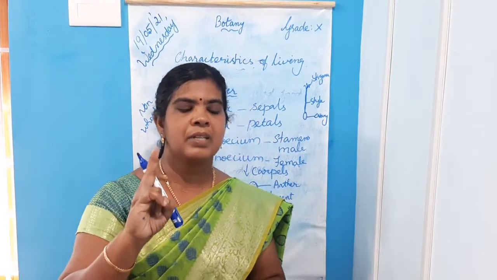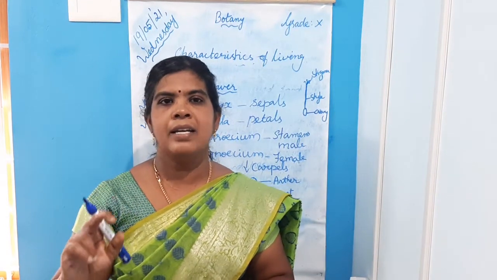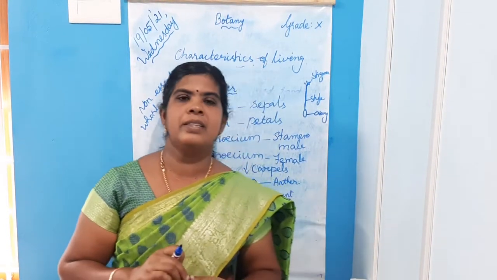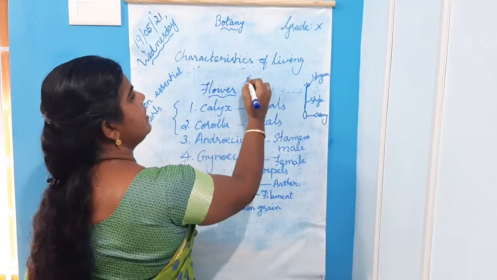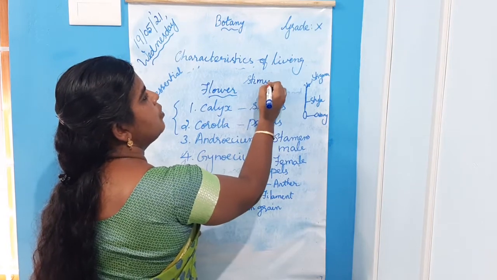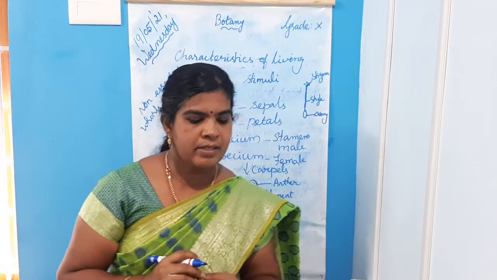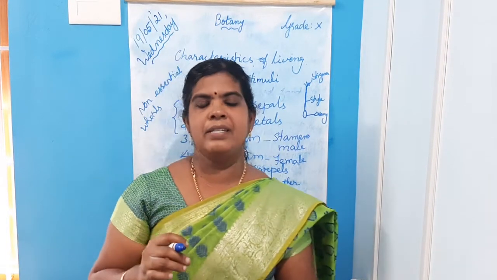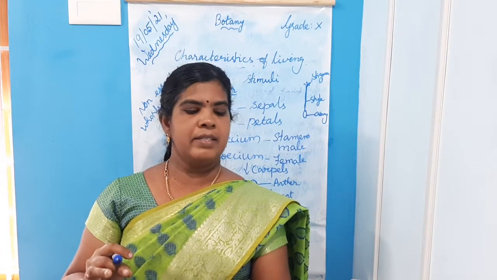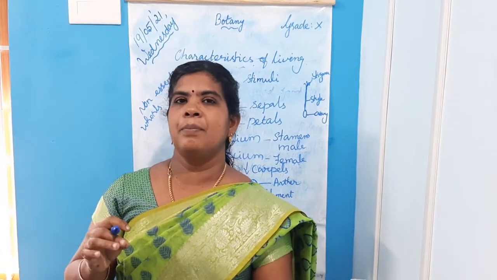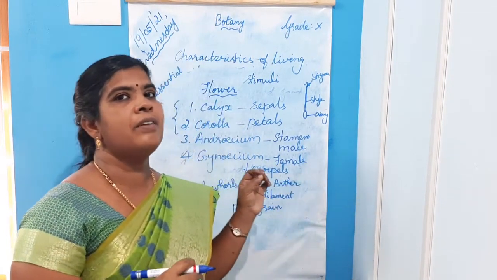First one is living things need food, water and air. Second point is living things react to stimuli. Then living things get rid of waste. Then living things can move. Living things can grow and reproduce. Today we learned only the reproduction in flowering plants.